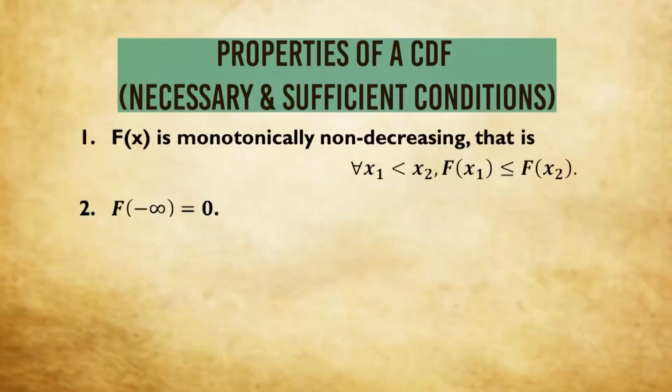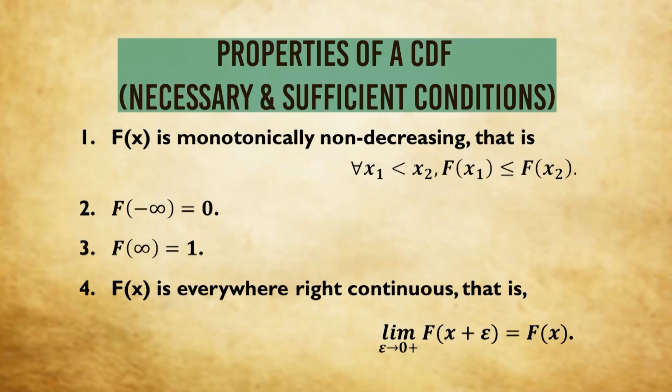Now there are certain properties of a cumulative distribution function. These properties are necessary and sufficient. I'll explain what we mean by necessary and what we mean by sufficient, but let us look at the properties first. Number 1, F has to be a monotonically non-decreasing function. That is, for all x1 less than x2, F(x1) has to be less than or equal to F(x2).